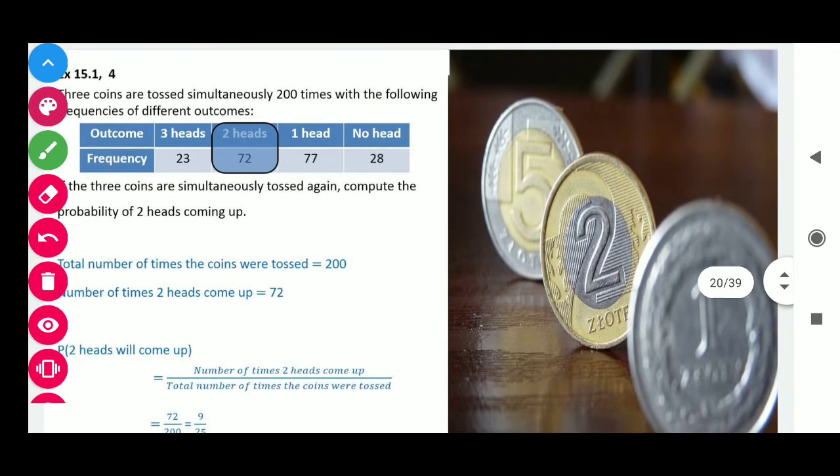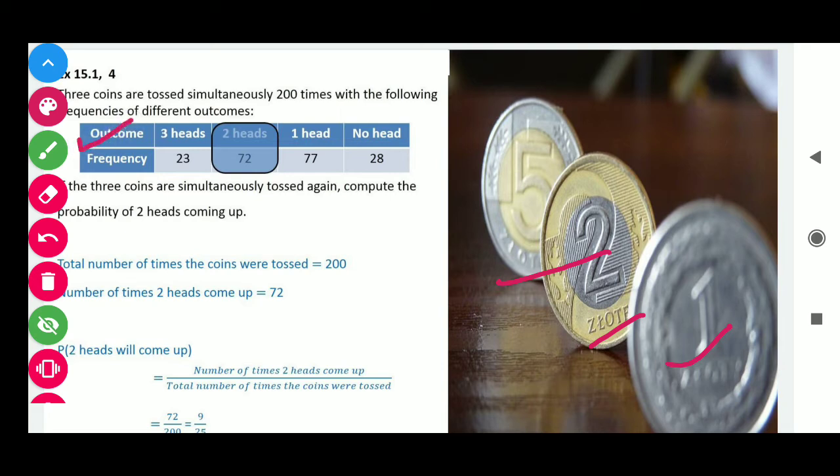Here we have question number 4. 3 coins are tossed simultaneously 200 times with the following frequencies of different outcomes. Students, we tossed 3 coins. You can see here the picture. Suppose we take these 3 coins and toss them simultaneously 200 times. We tossed 3 coins together, and how many times did we toss? 200 times. And we have the frequency that we recorded.